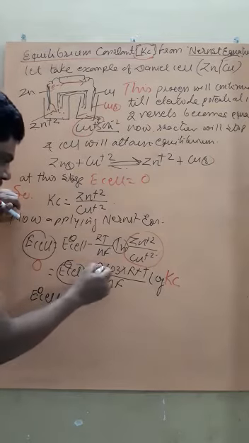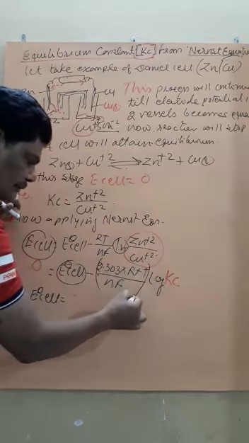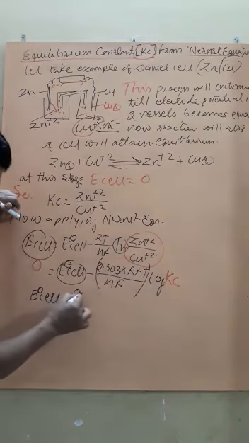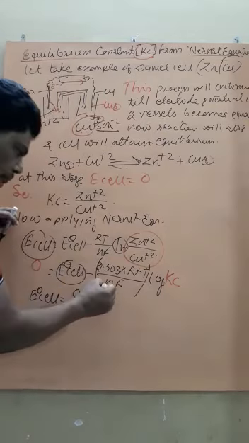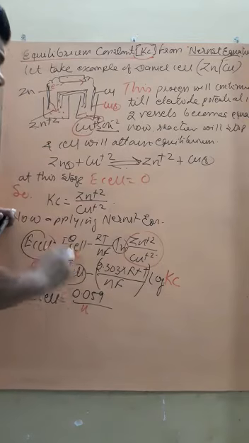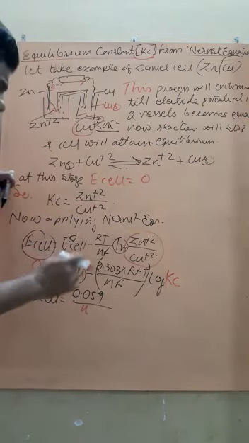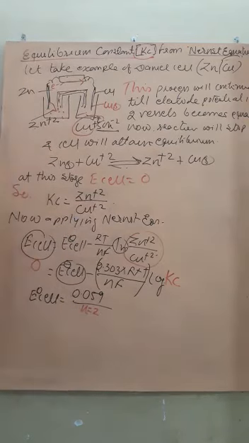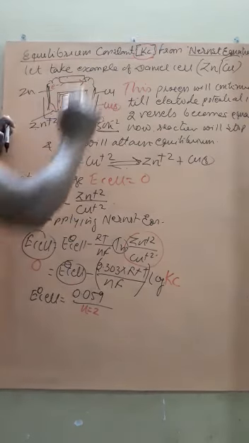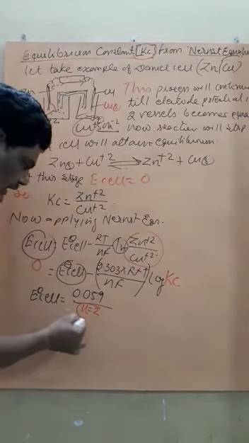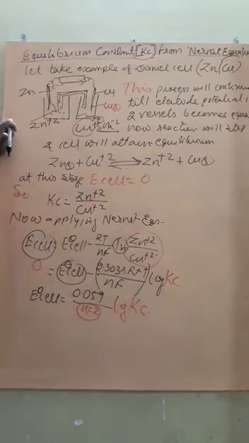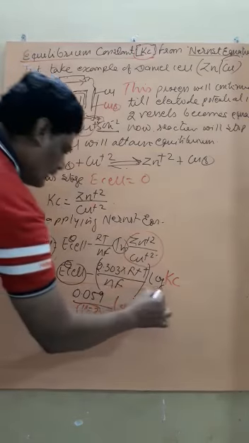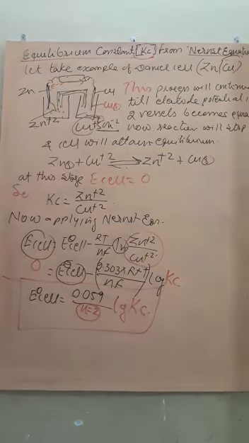Therefore, when you place the values of all these things, you will get 0.059 divided by n, and in place of n you place n, because it remains unsolved. Or you can also write here n is equal to 2 in the case of this system. You can place the n value 2, and now this is log Kc. So there is a relationship between these. That's it.